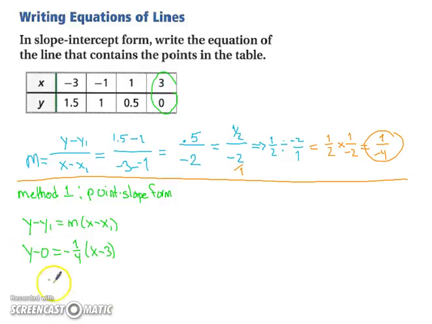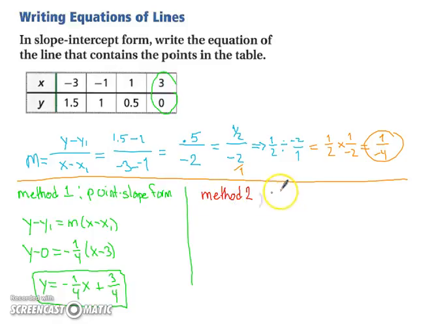If we simplify, we end up with just a y on the left-hand side equals -1/4 x, and then plus, because the negative times the negative is a positive, 3/4. So that's using point-slope form. Our other method would be to use the slope-intercept form from the beginning.